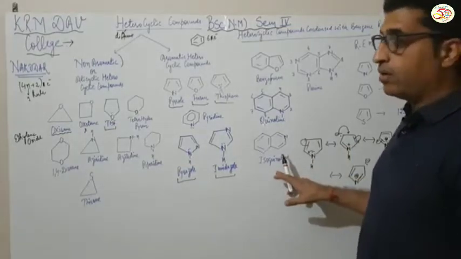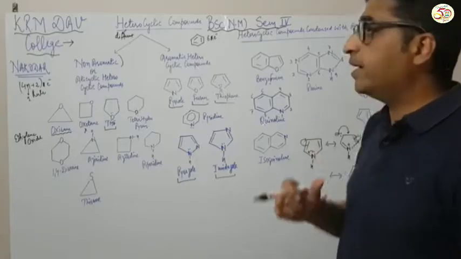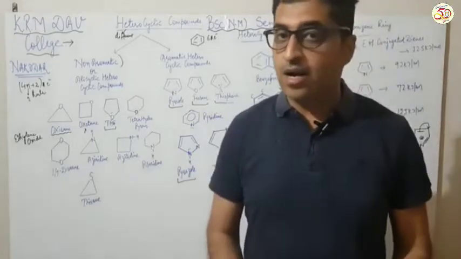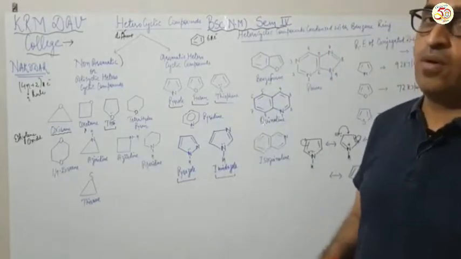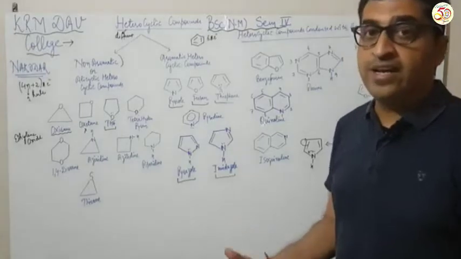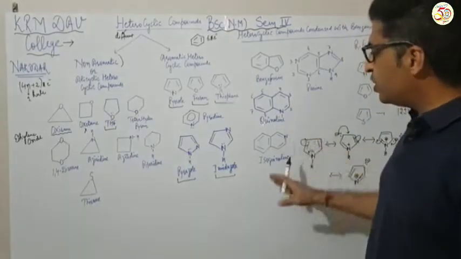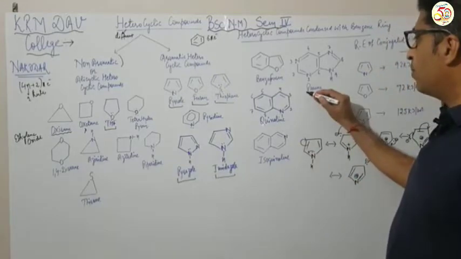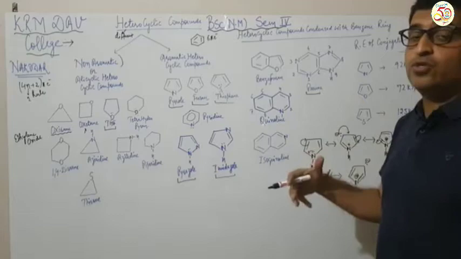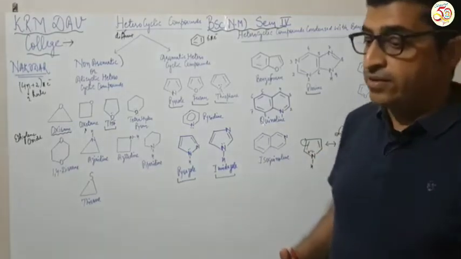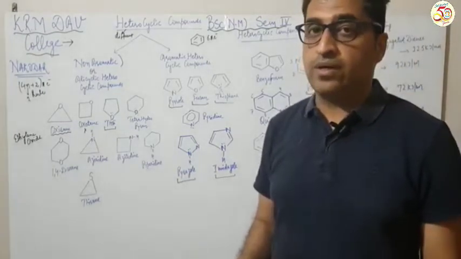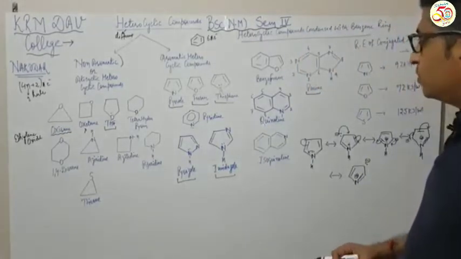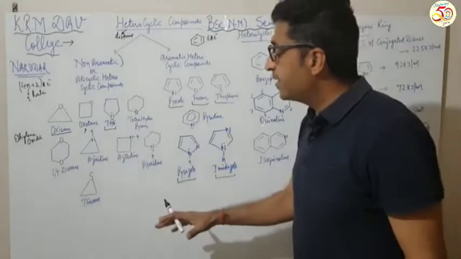If you recall this, we use isoquinoline in Lindlar's catalyst, which is palladium on barium carbonate or barium sulfate poisoned with sulfur, boiling xylene or quinoline. We use these molecules in Lindlar's catalyst. This is a purine, which is a nitrogenous base, which is a part of our genetic material, right? DNA or RNA. So let me sum up the thing.